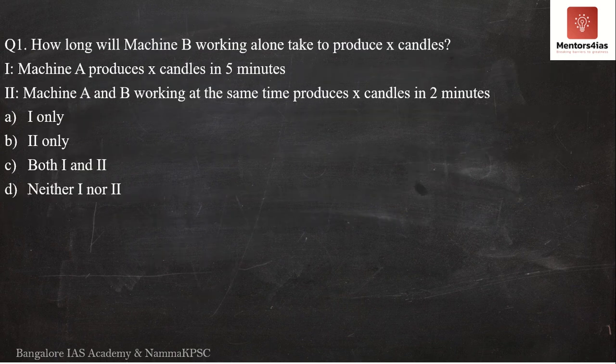The first question says, how long will machine B, if working alone, take to produce X number of candles? So this is the question. You have to find out the amount of time required for machine B alone to produce X number of candles. There are two statements. Statement 1 says machine A produces X number of candles in 5 minutes. Statement 2 says machines A and B working together at the same time produce X candles in 2 minutes.